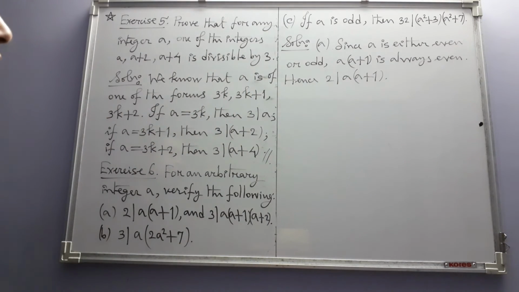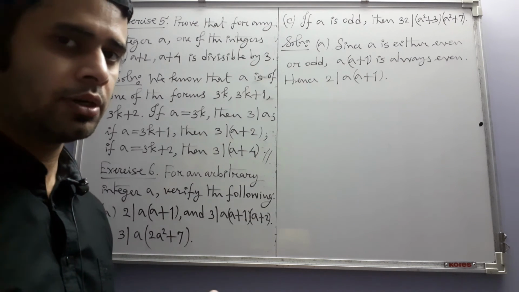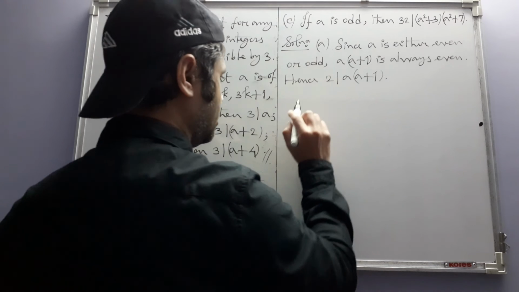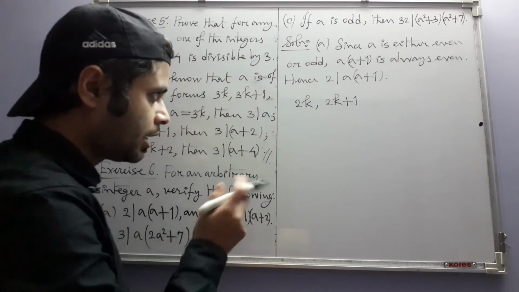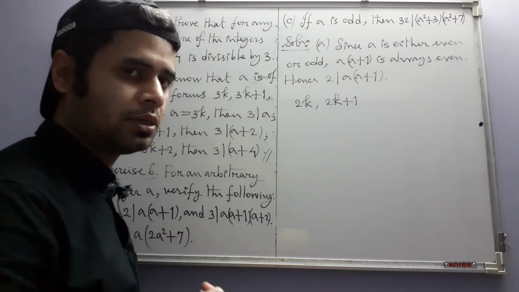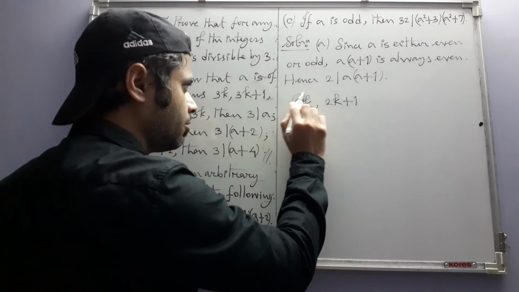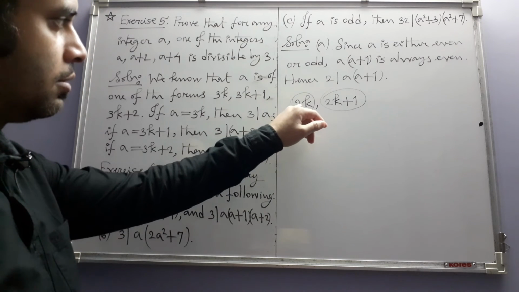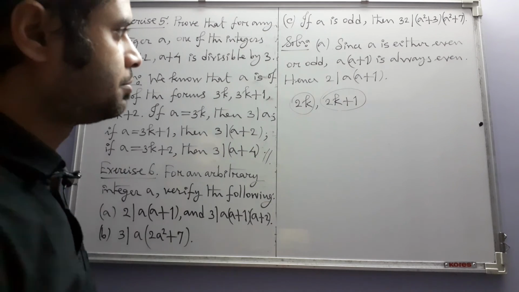What are we saying here? We are saying that a is either even or odd. As an integer, it is either even or odd, and this fact is just equivalent to the fact that a is either of the form 2k or of the form 2k plus 1. And where is this in turn coming from? This is coming from dividing a by 2. The possible remainders are 0 and 1. When the remainder is 0, a looks like this, and when the remainder is 1, a looks like this.